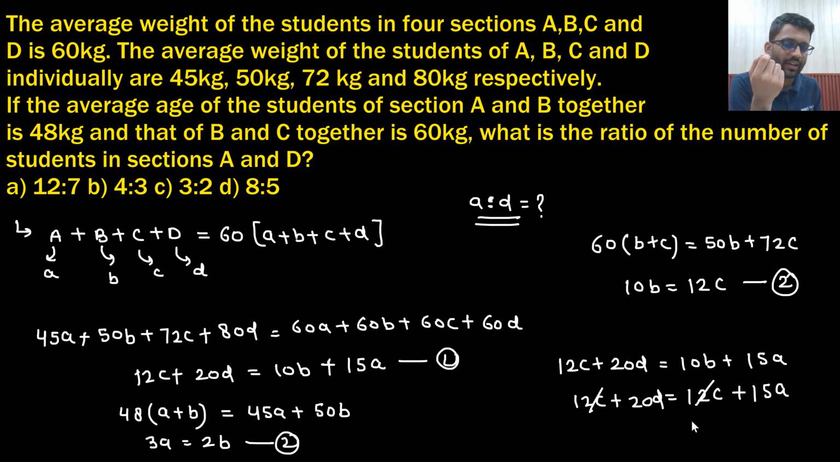So what is the ratio between A and D? This is coming out to be 4 by 3. A by D. So the answer is 4 ratio 3. 4 ratio 3. Option B. That's it.